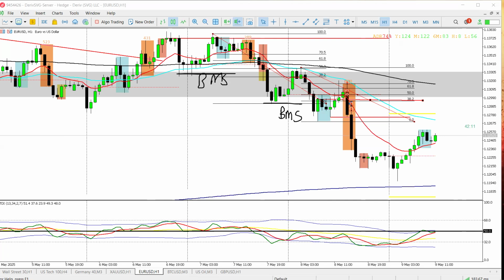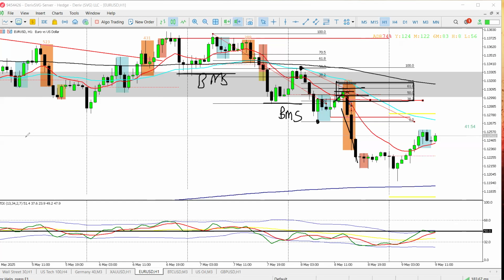I was looking for price to retrace. Again, you can see I ran a fib from point A to point B. My price retraced all the way into the 70.5 area. So you can see those were my entries, and the price dropped another leg.